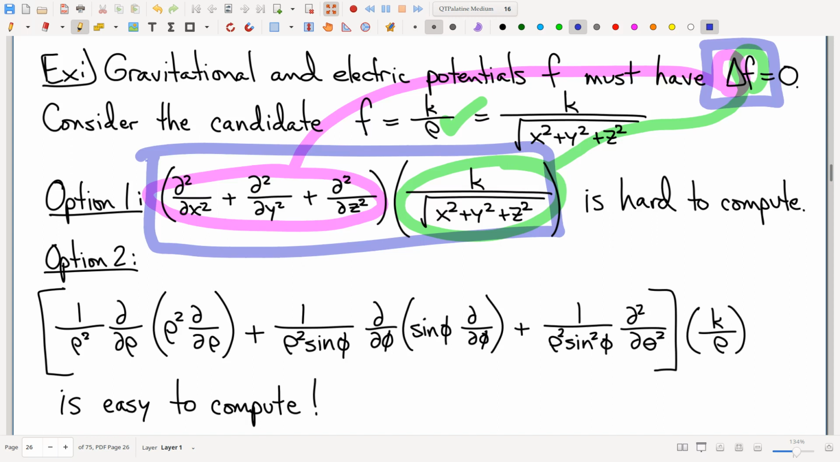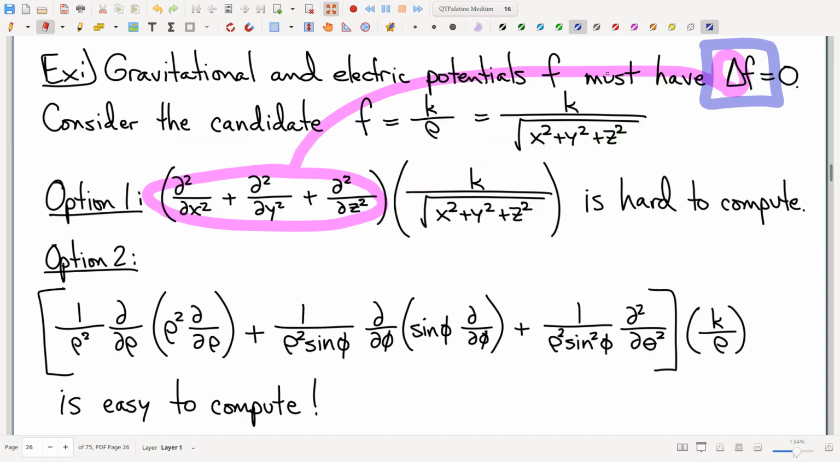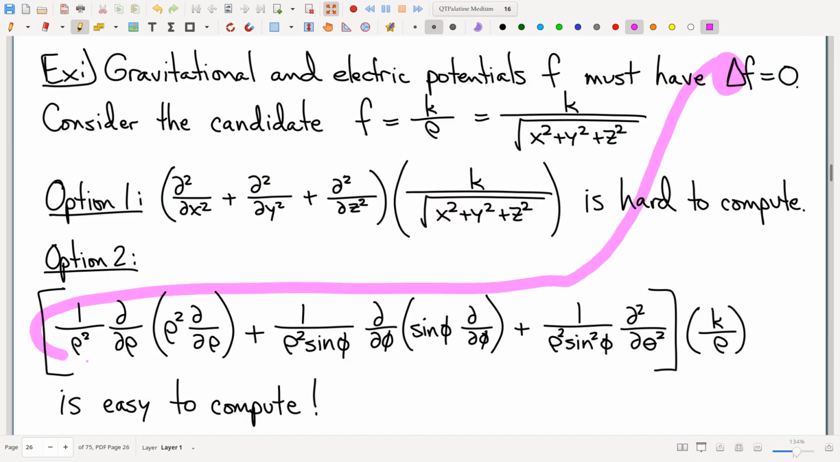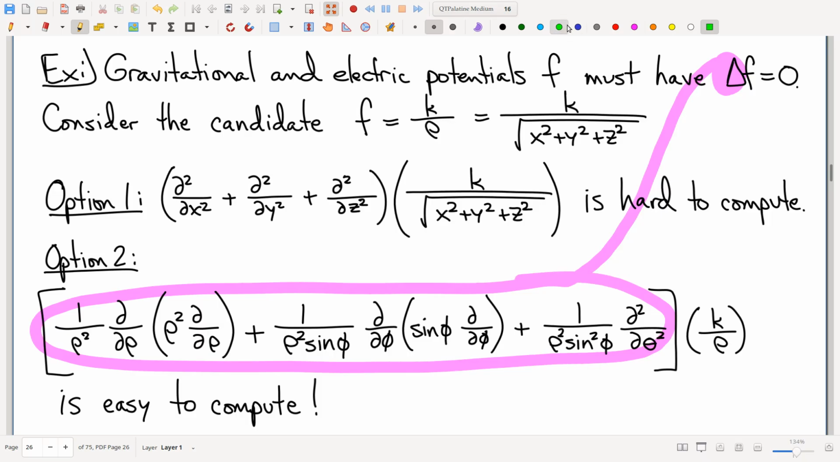So let's call that plan B. All else being equal, I'd prefer not. Here's my alternative. My alternative is to take my Laplacian, apply it to my function, this time using spherical coordinates.